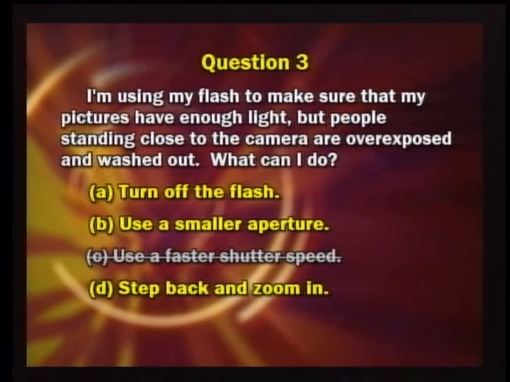Turning off the flash would reduce the amount of light that's being thrown onto your subject, so you wouldn't have the overexposed problem with them there. Using a smaller aperture, because it's smaller, lets less light into the camera, so you don't have your subject being overexposed there.